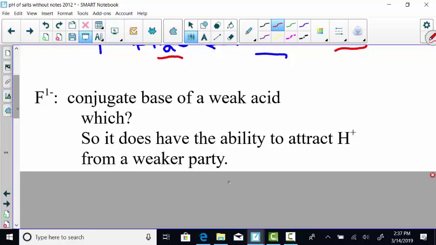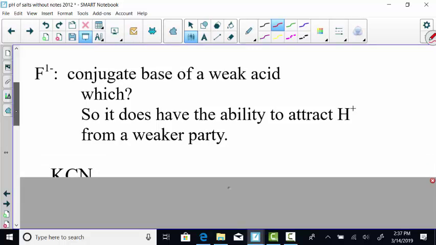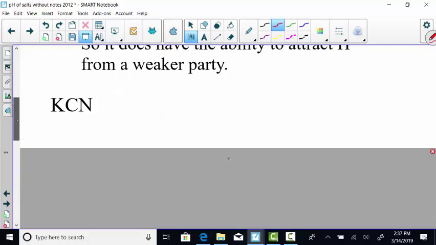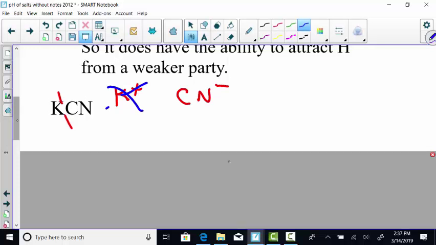Okay, and I already talked about which. So it does have the ability to attract hydrogen from a weaker party. Okay, and that's water. So then we just have to look at these compounds in general and say, okay, what about KCN? So I look at KCN, break it apart. K+, CN minus ions. K+, same reason as always. Okay, it's a positive ion, it's not going to attract hydrogen. But what about CN minus?